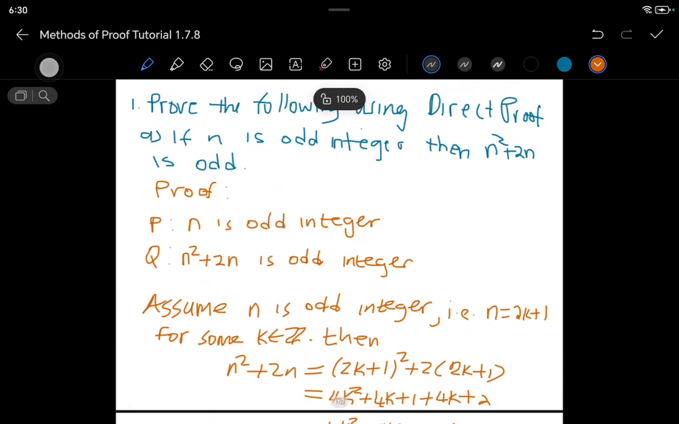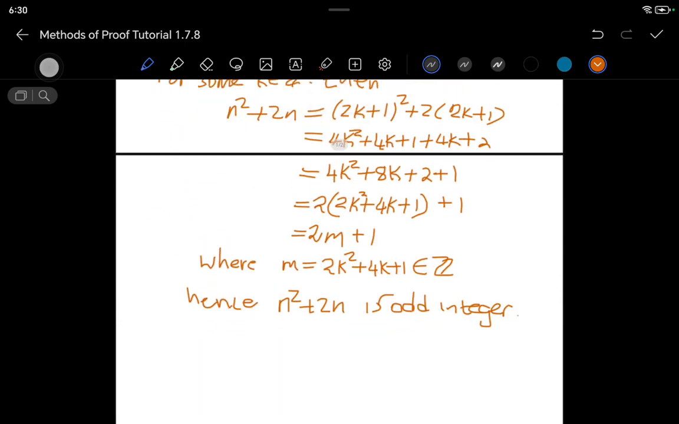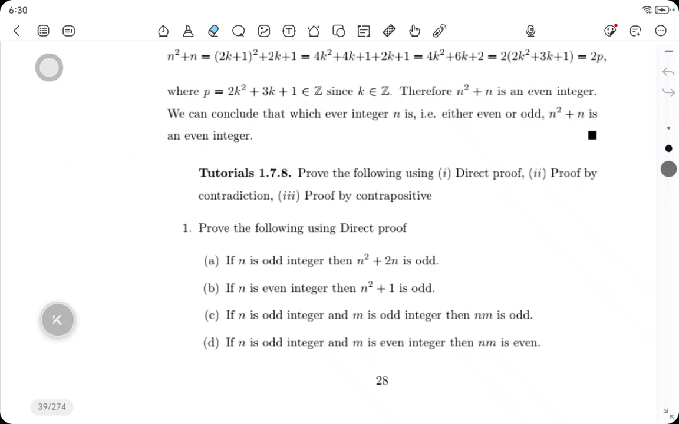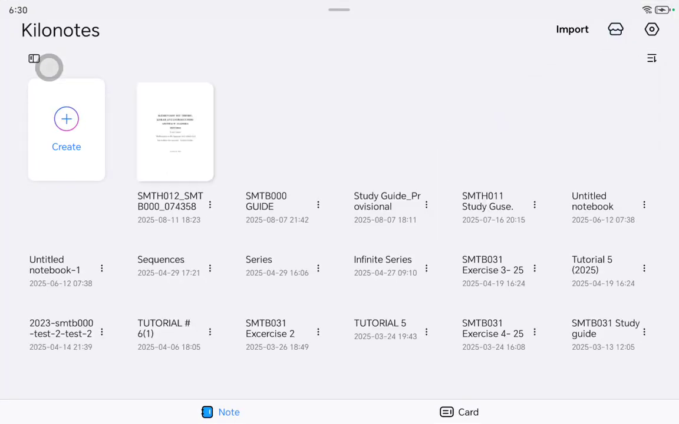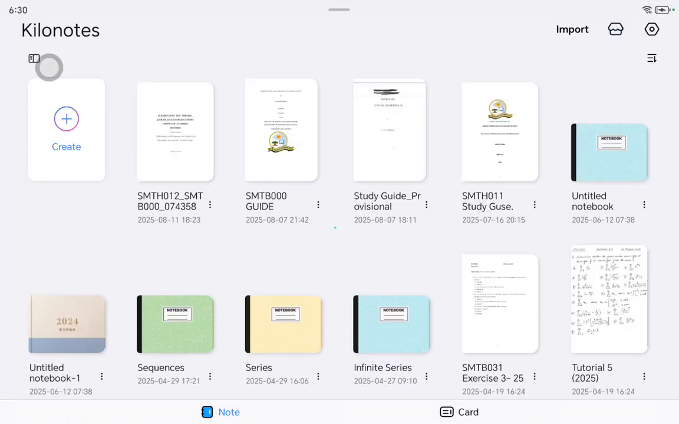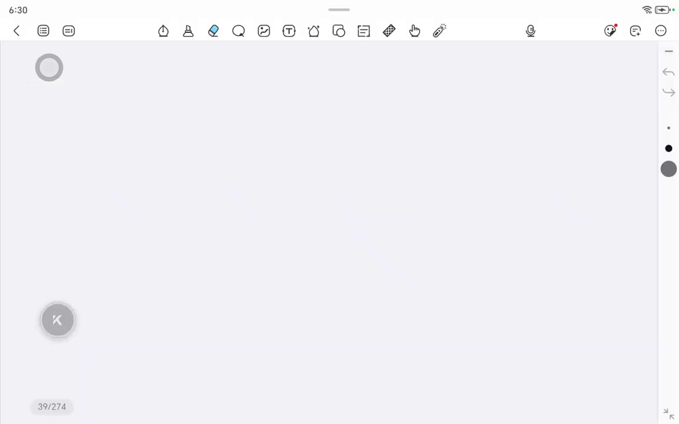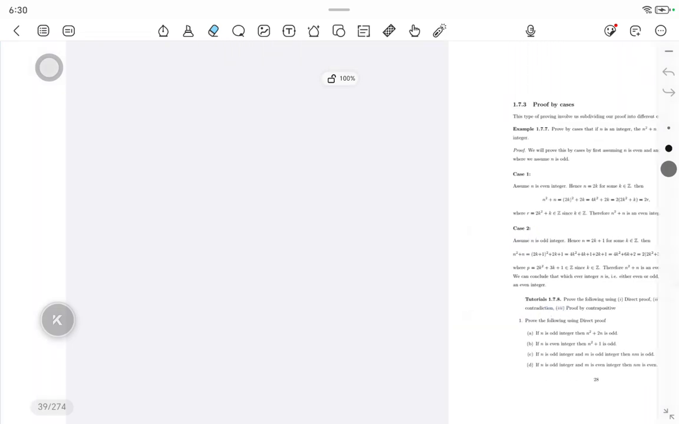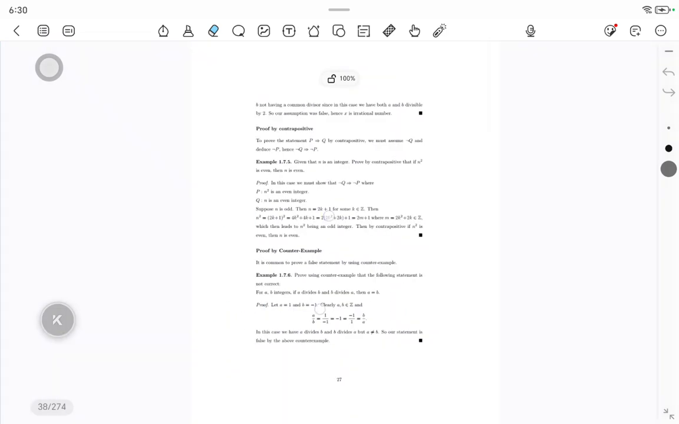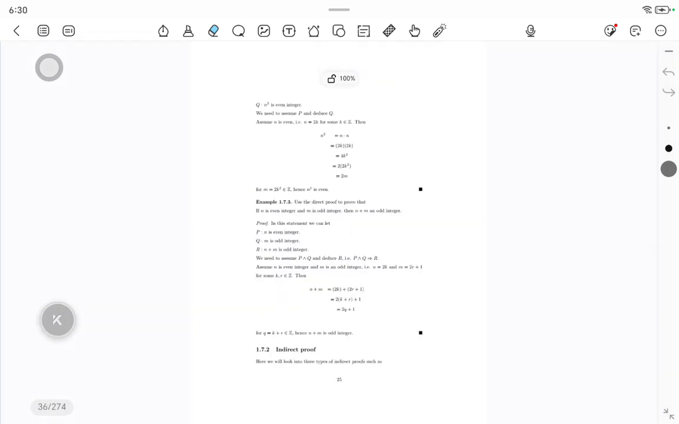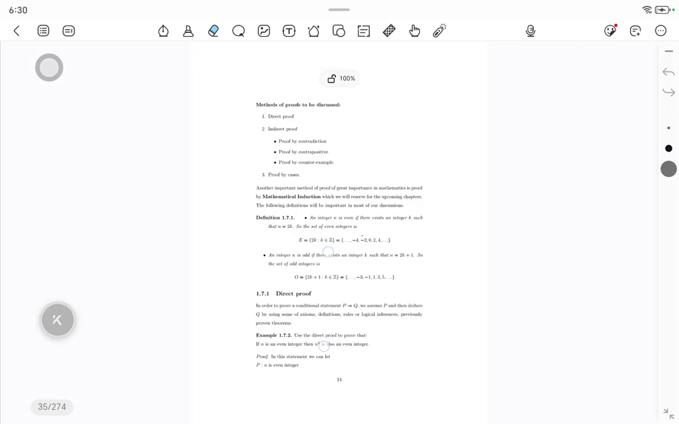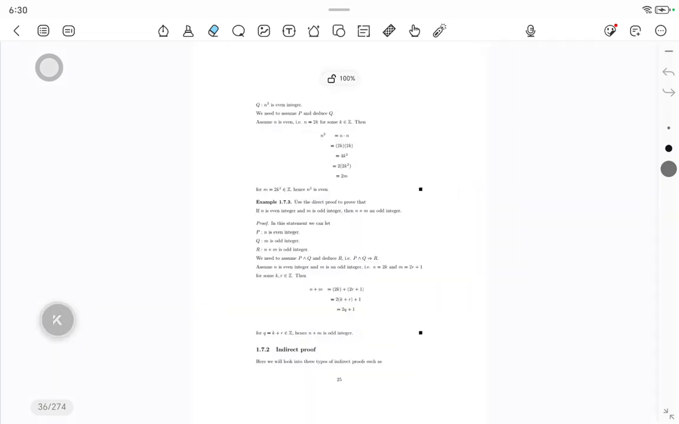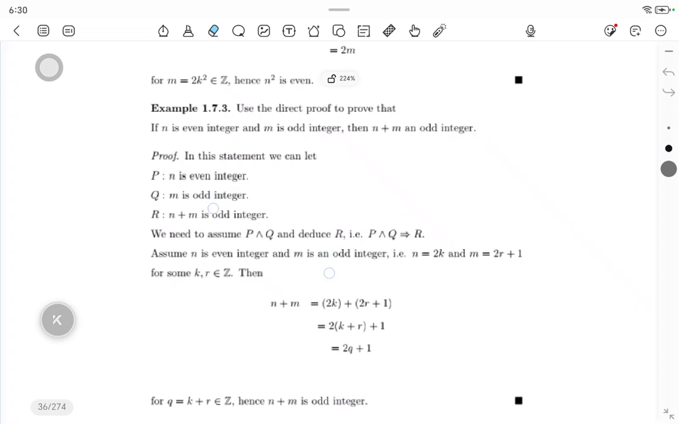Now we have tried this question, right? And then what we can do now is go back to the slides. We look at the second example, and you write the second question here. Right, let's go look at the second example.